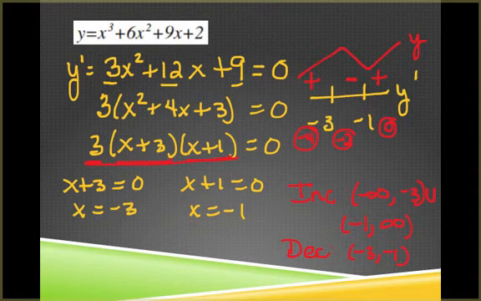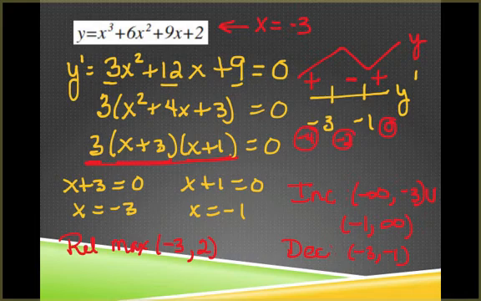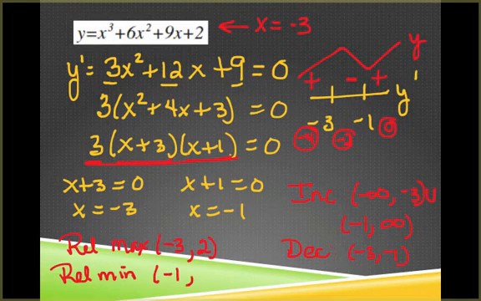Now we also have some relative extrema, so let's list those. We have a relative max at negative 3. If I go back and put negative 3 into the original equation, you're going to find that you get positive 2. So our relative max is at negative 3, positive 2. Then we also have a relative min at negative 1. And again, if I put negative 1 into the original equation, I'm going to find that my y value is negative 2. So I do have some points now to sketch when I graph this.